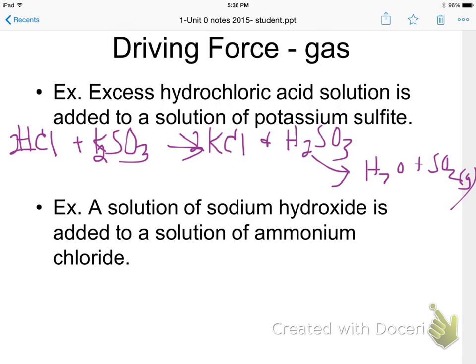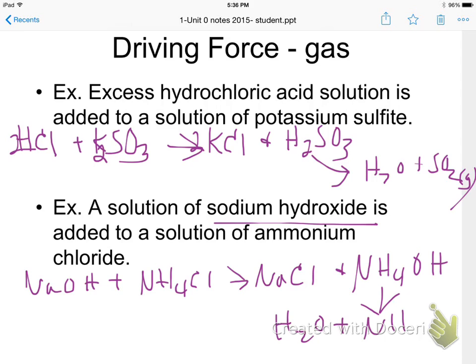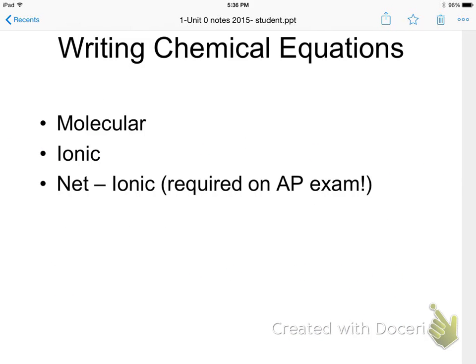Okay. So a solution of sodium hydroxide is added to a solution of ammonium chloride. So I have sodium hydroxide plus ammonium chloride. So when I react those, I get sodium chloride and ammonium hydroxide. And this ammonium hydroxide is on the list we just talked about. I'm going to get water plus ammonia. And this is a gas, so this is my driving force. Okay, we're going to stop there.